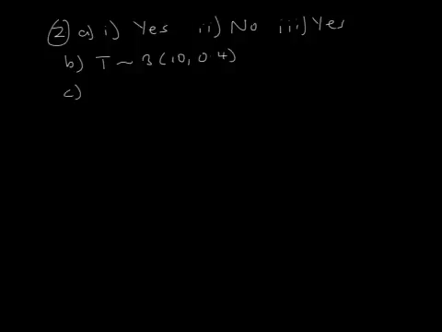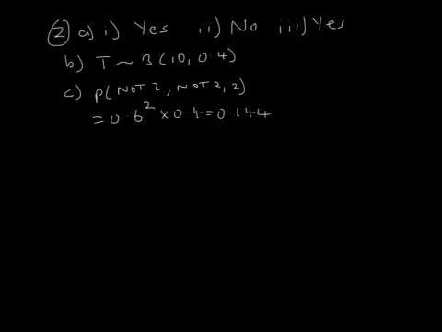So in part C, we need to find the probability of it not being a 2, followed by not being a 2, followed by a 2. So that's 0.6 times 0.6 times 0.4. That works out to be 0.144. In question 3, we have a Poisson distribution. It's 18 in a year, so in 6 months the rate is 9.